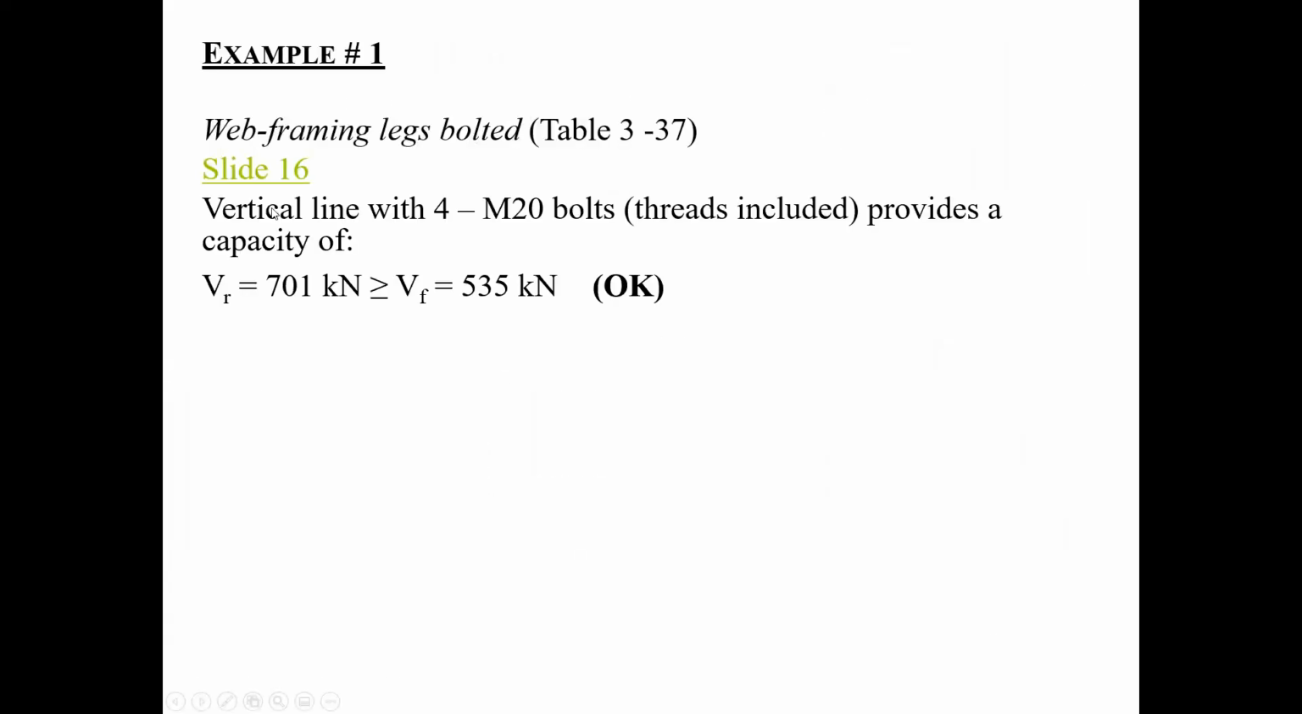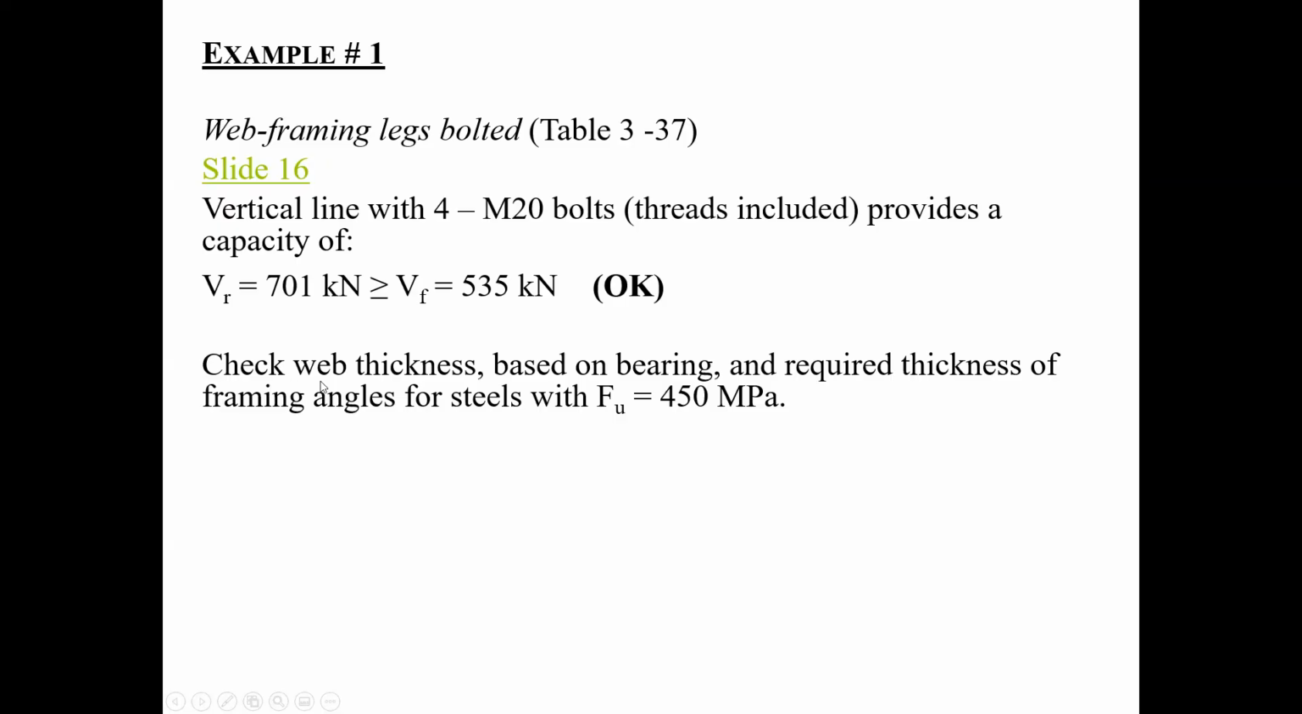Okay, so here we go. We have a vertical line with 4 M20 bolts, threads included, provides a capacity of 701, and it's greater than my VF value. Now the only thing I need to do, in order for me to use this value in the table, is check the material thickness. So check the web thickness based on bearing. The reason why they give you those minimum thicknesses is to make sure you have enough bearing. The required thickness of the framing angles for the steel.